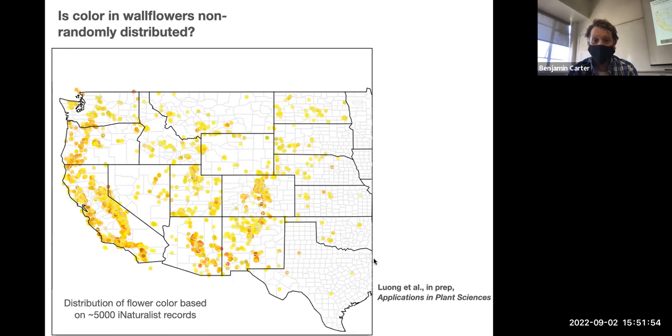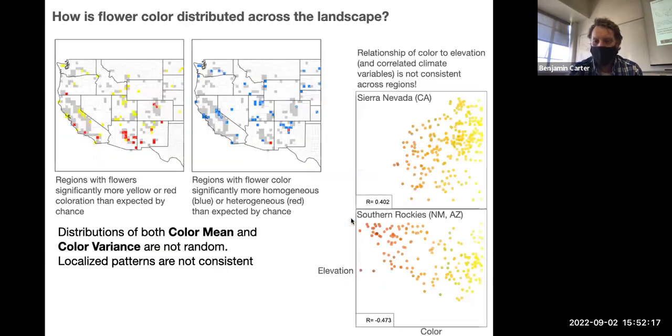And so this map that we're looking at is a map of about 5,000 citizen science records. And the plotting color is the actual color from the images. So we can actually see how color is distributed across the landscape. And of course, without citizen science data, it would take us decades to compile a data set like this. So it really opens a lot of doors for looking at really broad scale patterns very efficiently.